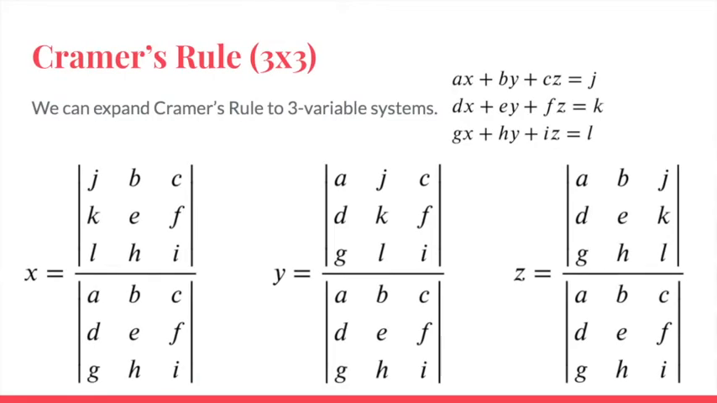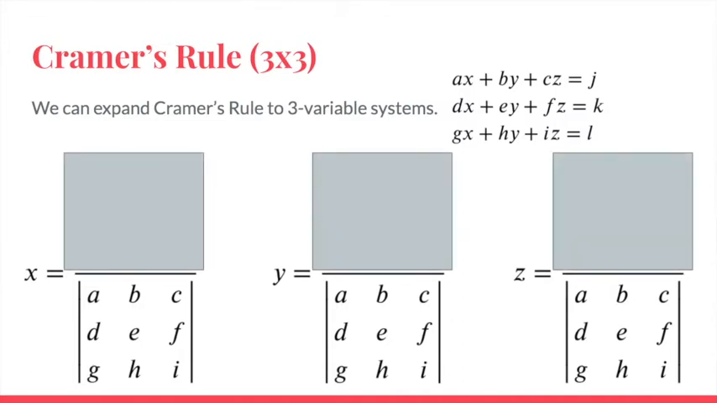When we scale Cramer's rule up to a 3x3, three-variable system with 3x3 determinants, things really start to get kind of overwhelming. So again, I'm going to hide the numerators for a moment. Again, the bottoms, notice that all three of the denominator determinants are exactly the same. They're identical.